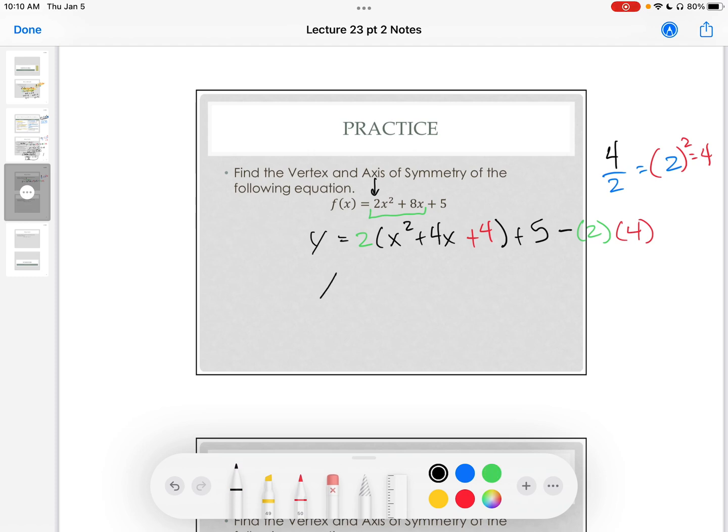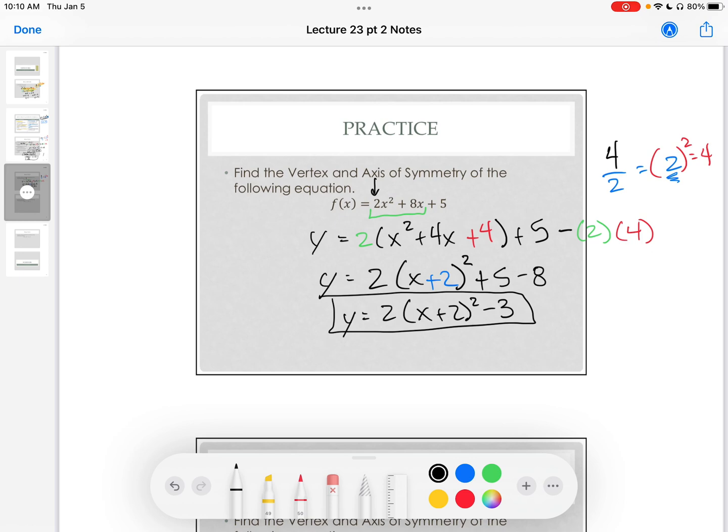Now, I've got y equals 2 parentheses, because I forced this to factor into an x something squared. What is the something that goes in there? That would be my positive 2. On the outside, I have a plus 5 minus 8. So I get y equals 2 parentheses x plus 2 squared minus 3. That is my vertex form. One of the questions will ask you for the vertex form. That is your vertex form.